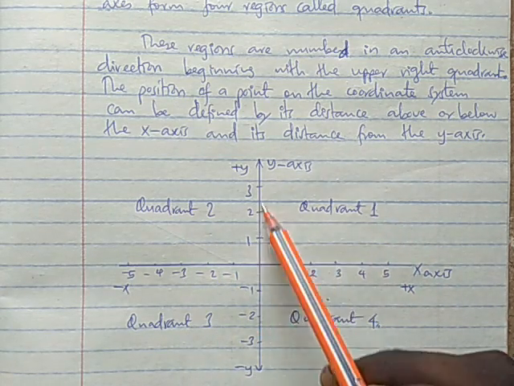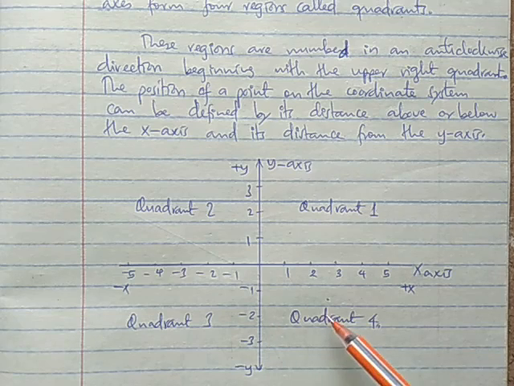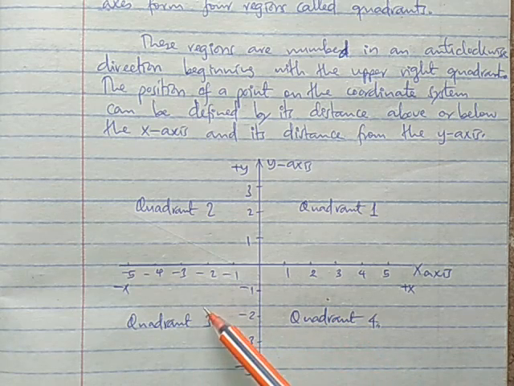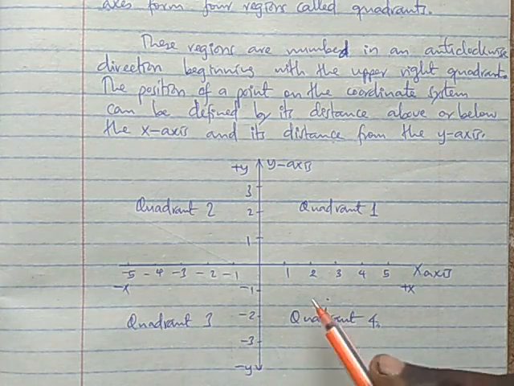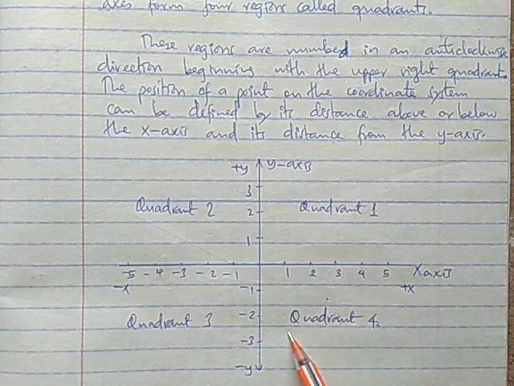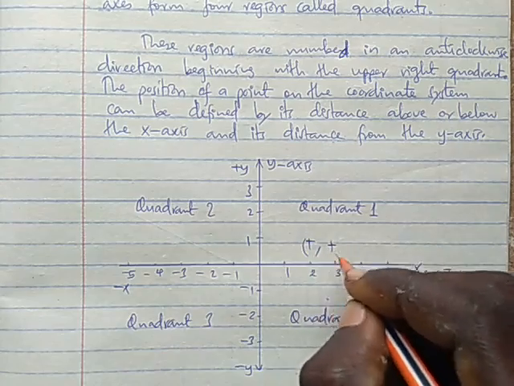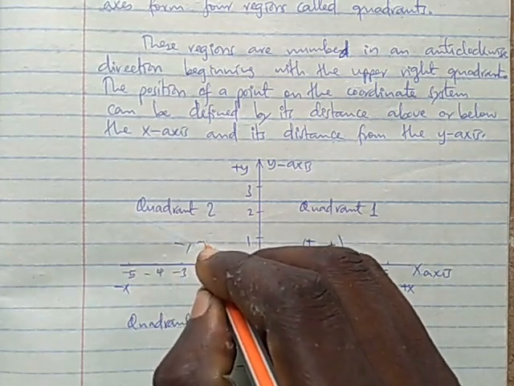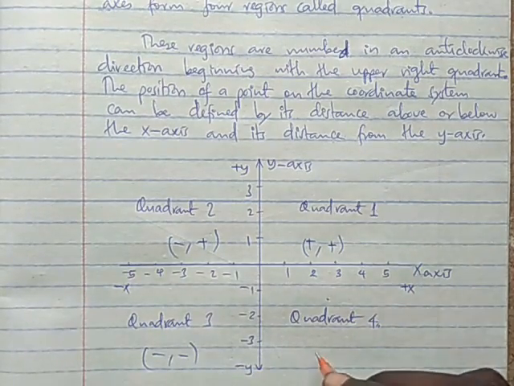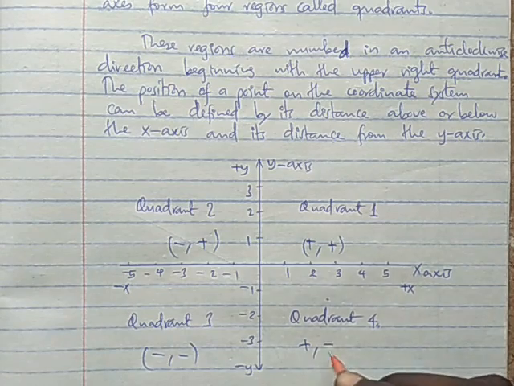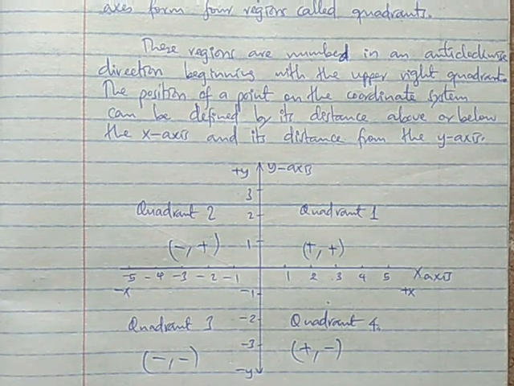So kuna positive quadrant number 1, negative positive quadrant number 2, then tuna negative quadrant number 3 and finally tuna positive negative. So hapa tuna positive comma positive, hapa tuna negative, comma positive, hapa tuna negative, comma negative, then tuna positive, comma negative. Hivi ndivyo ambavyo quadrant zinakuwepo kwenye Cartesian coordinate.